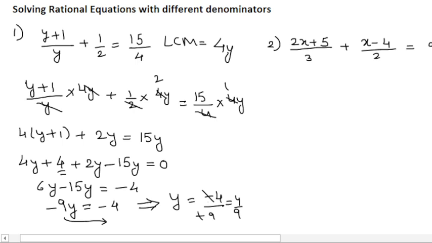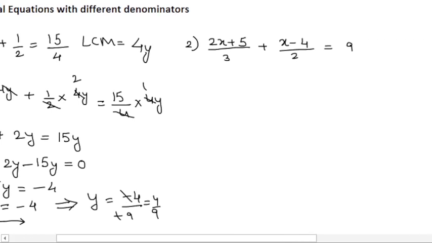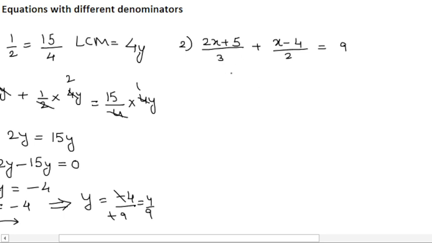Okay. In the next question, we are going to be using exactly the same method. We have rational equations, fractional equations with different denominators. We do not have any denominator with 9, that's okay. So the denominators are 3 and 2. So we start with finding their lowest common multiple of the denominators, which is 6. 3 times 2 gives you 6. The next step, as I told you in the previous example, all the terms are to be multiplied with this lowest common multiple. Let's do it.